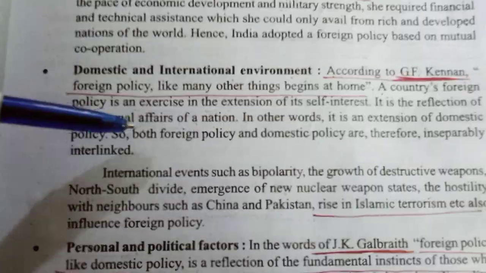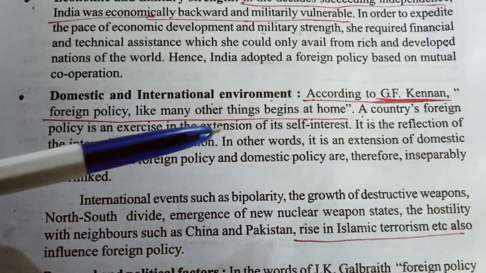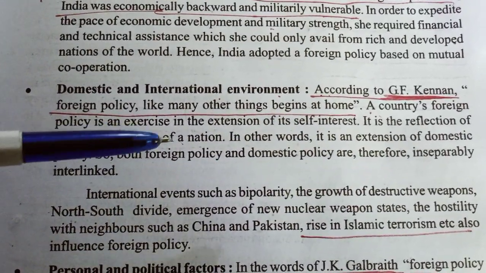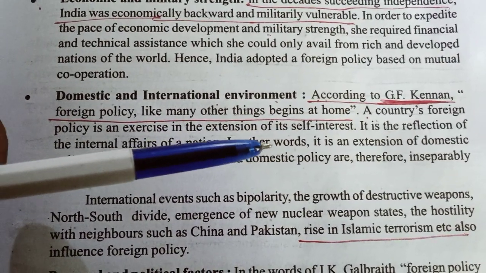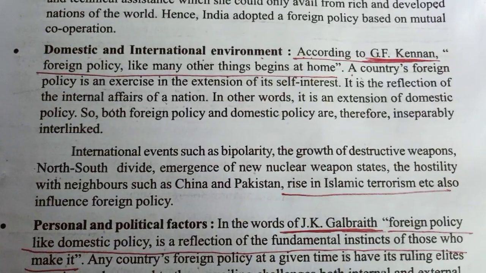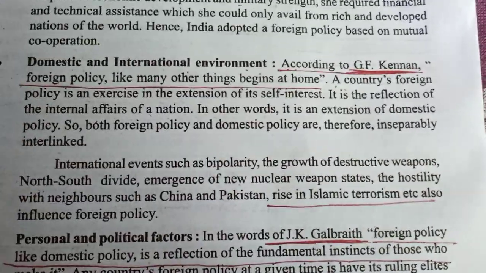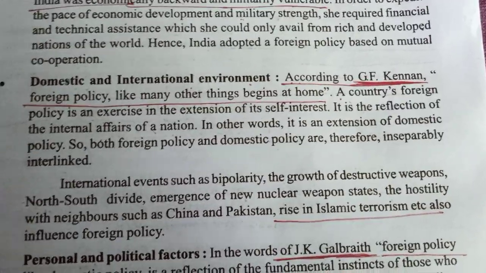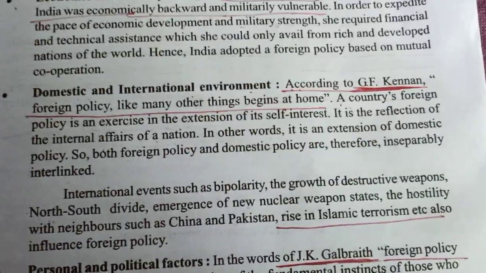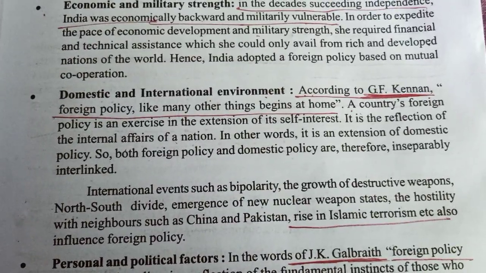And next, domestic and international environment. According to G.F. Kennan, foreign policy, like many other things, begins at home. A country's foreign policy is an exercise in the extension of its self-interest. We have discussed previously that the aim of foreign policy is to fulfill the interest of the country by interacting with other countries, by giving them something, by helping them, by whatever. This is called international treaty or international relations.